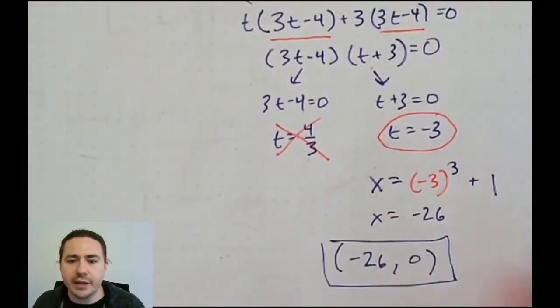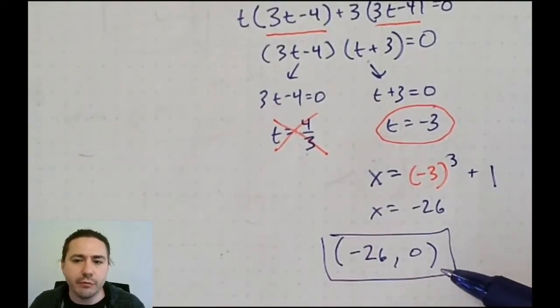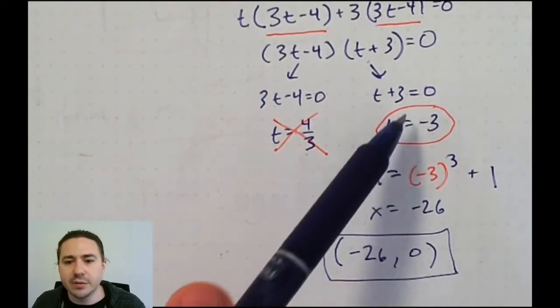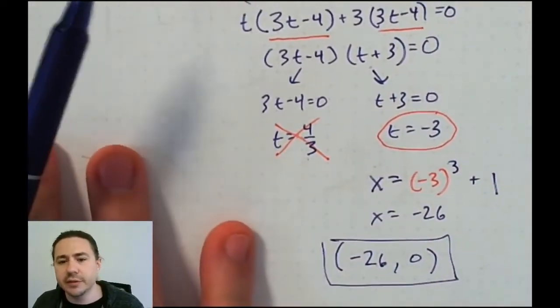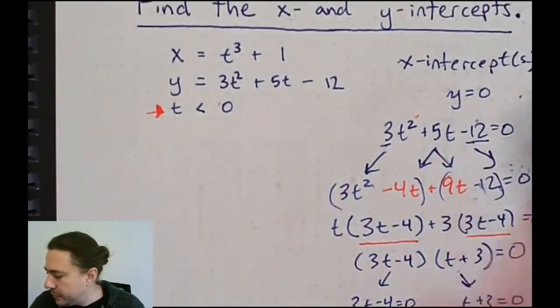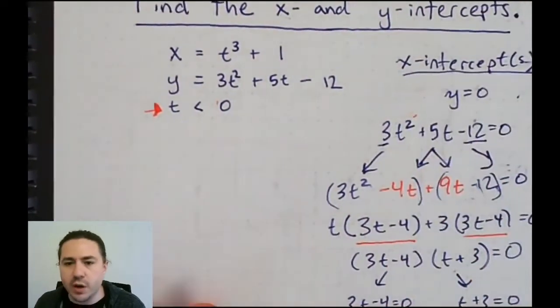And we know when that's going to happen. We actually knew when it was going to happen before we knew where it was going to happen. It happens when t equals -3. So that's the x-intercept. And let's see if we have any y-intercepts.